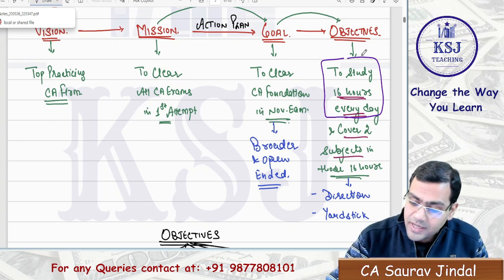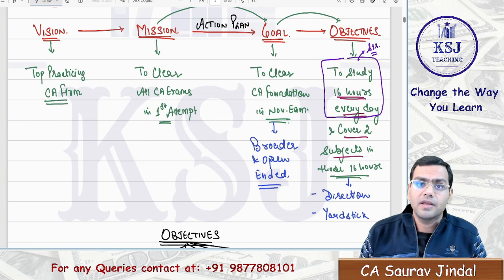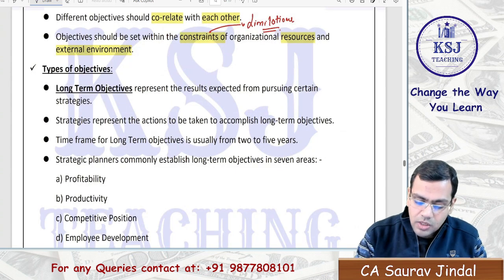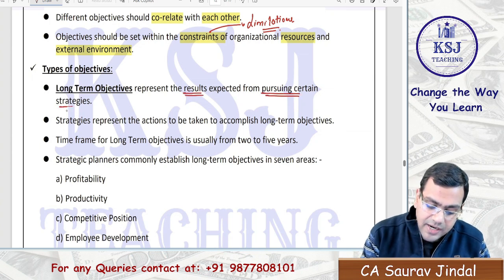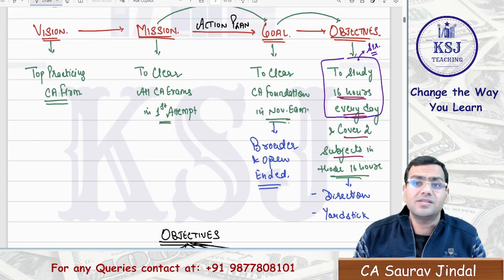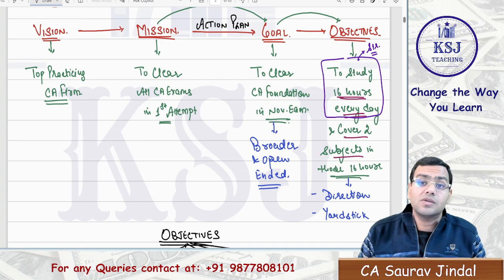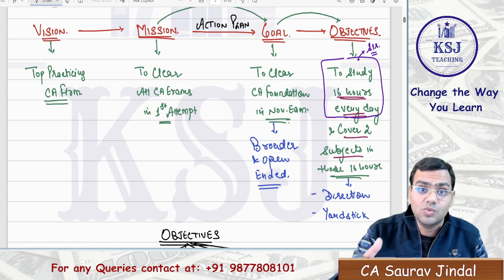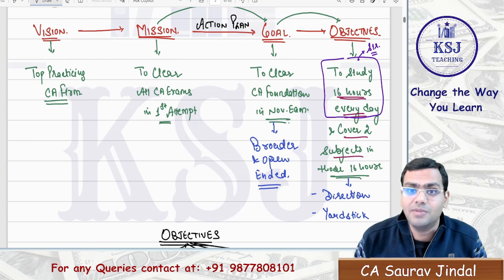Now according to this, you will prepare certain strategies, right? So long-term objectives represent the results expected from pursuing certain strategies. Strategy is what? Studying 16 hours a day. This is what the strategy is, right? And long-term is what are the benefits? Long-term objective is what are we going to achieve by following these strategies for the next 3 months, right?